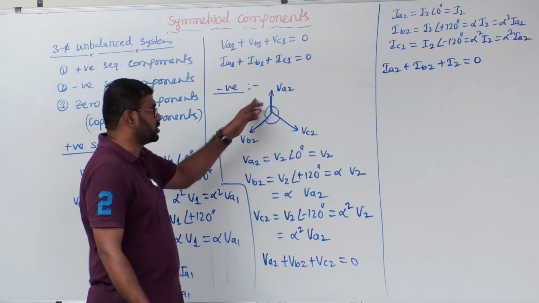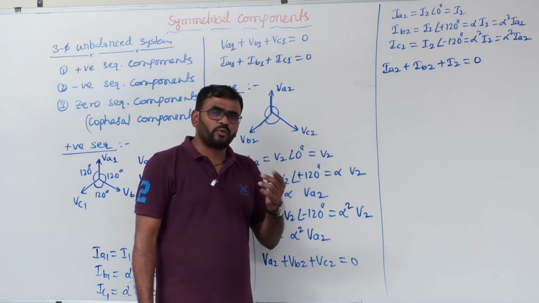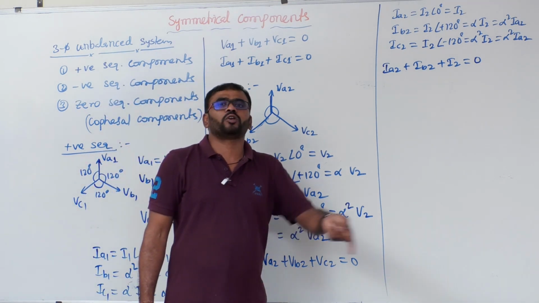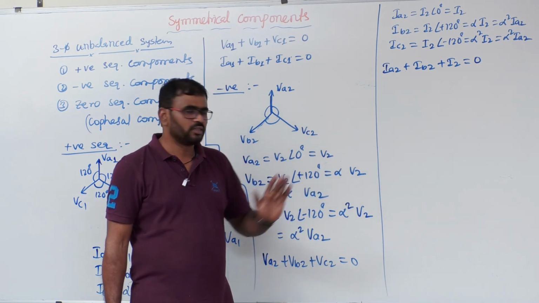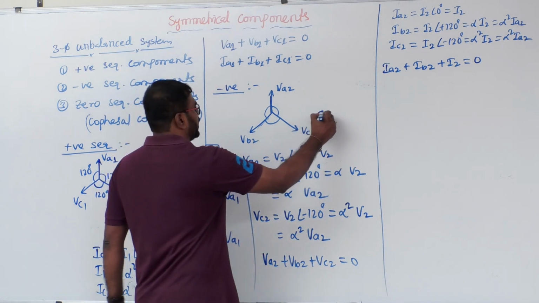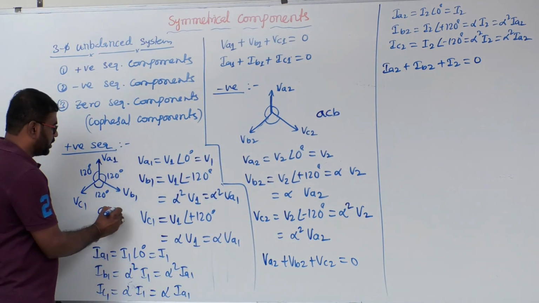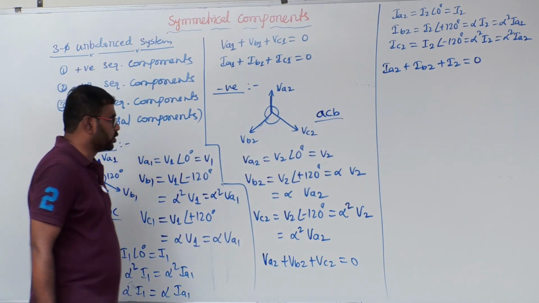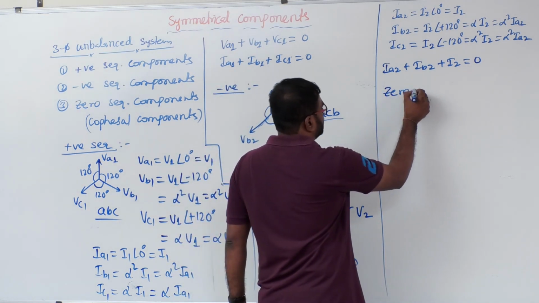Again, I am saying it consists of three phasors equal in magnitude, phase displaced by 120 degrees, but having the opposite phase sequence to that of the original phasors. That means the phase sequence here is ACB. But what about positive sequence? ABC sequence. Here, ACB sequence. Please be careful about this. Next, zero sequence components.